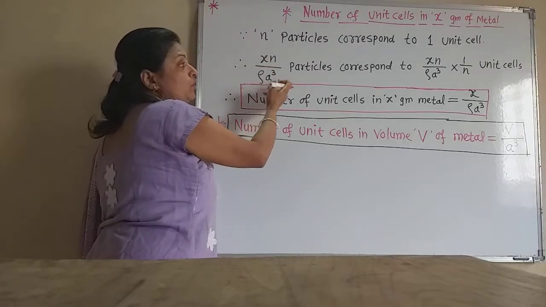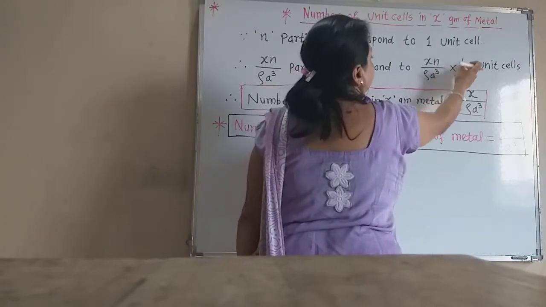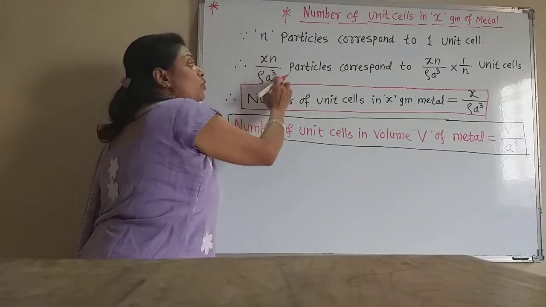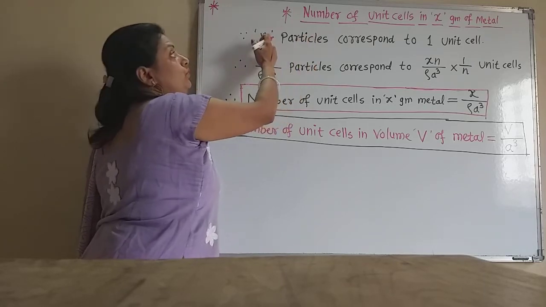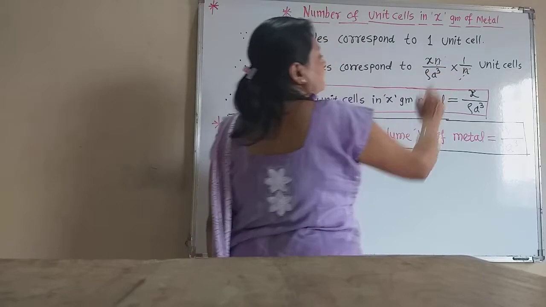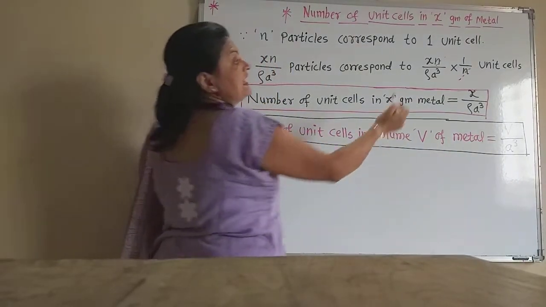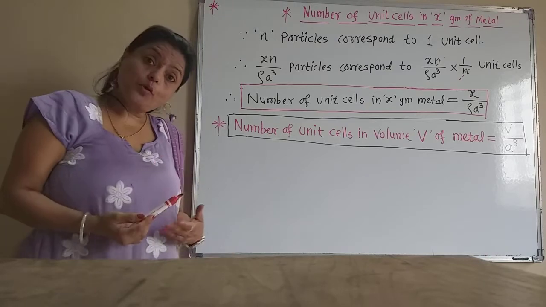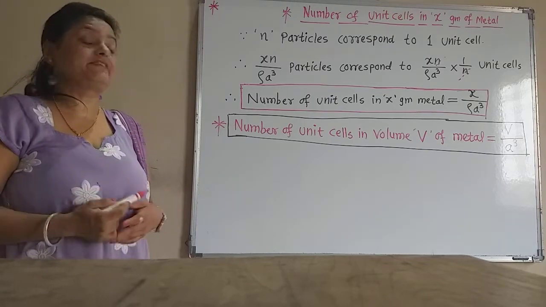We can obtain this by cross multiplication. n particles correspond to 1 unit cell, so xn divided by rho a cube particles correspond to xn divided by rho a cube into 1 divided by n. Here n and n get cancelled. So how many unit cells are there now? Therefore the number of unit cells present in x gram is x divided by rho into a cube. This is the formula to calculate the number of unit cells present in the x gram of the metal: x divided by density into volume of the unit cell, that is x divided by rho into a cube.